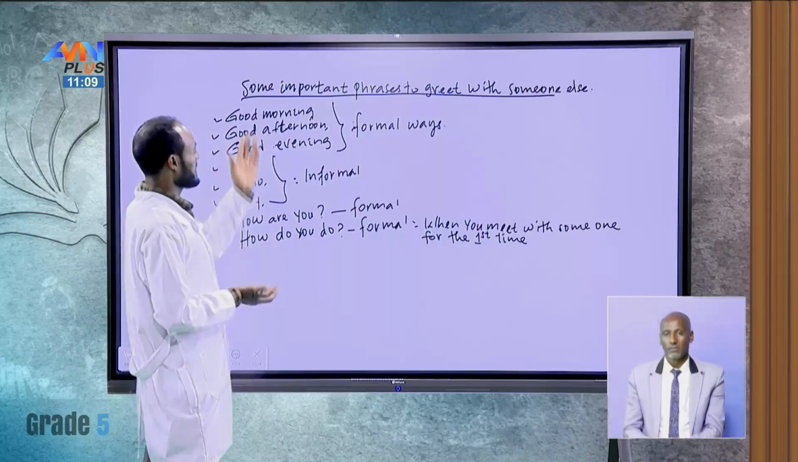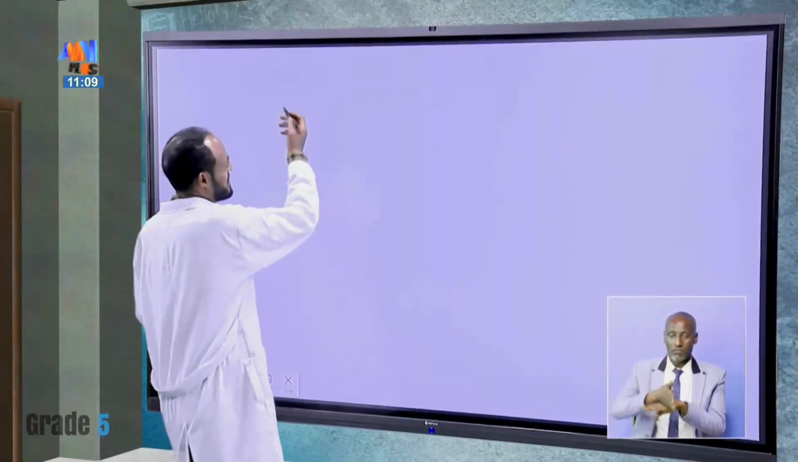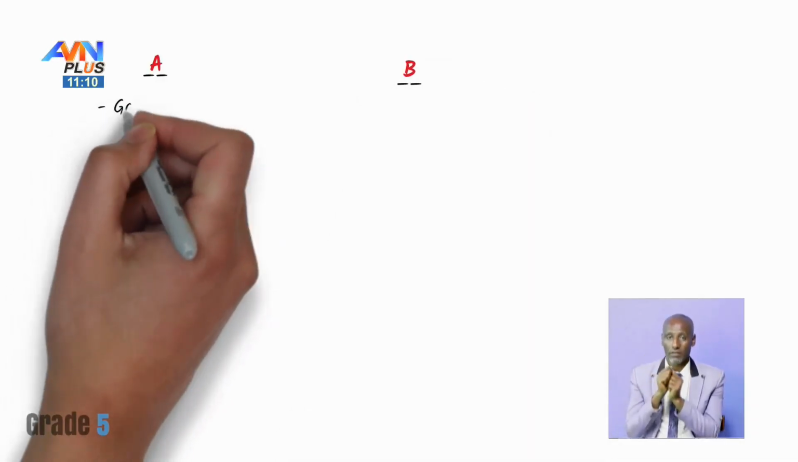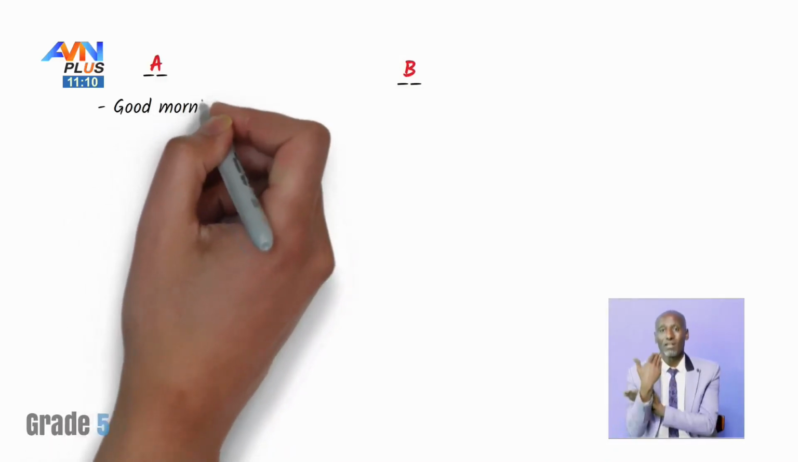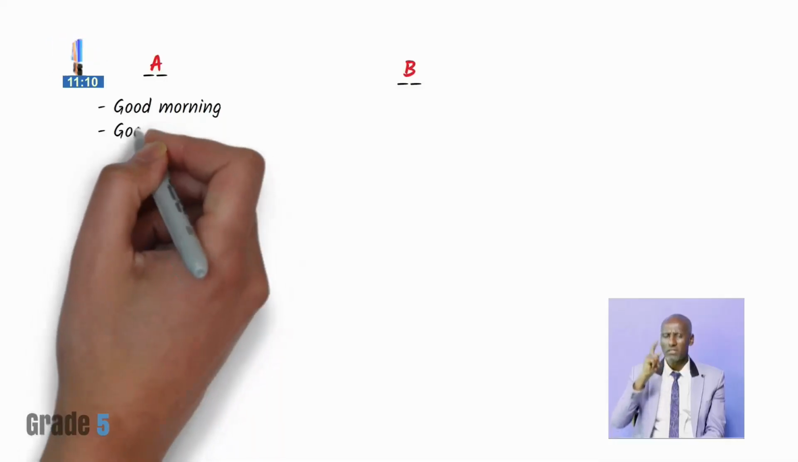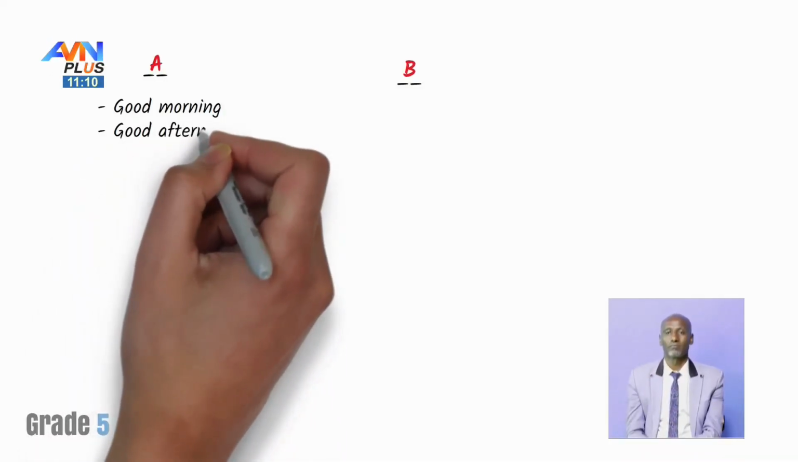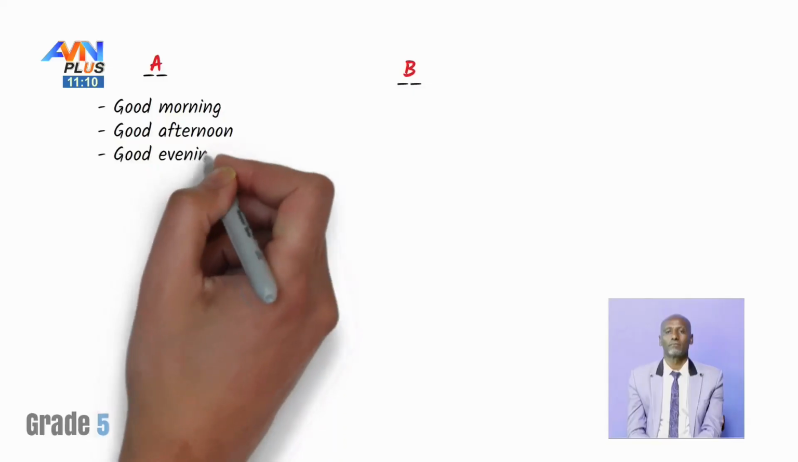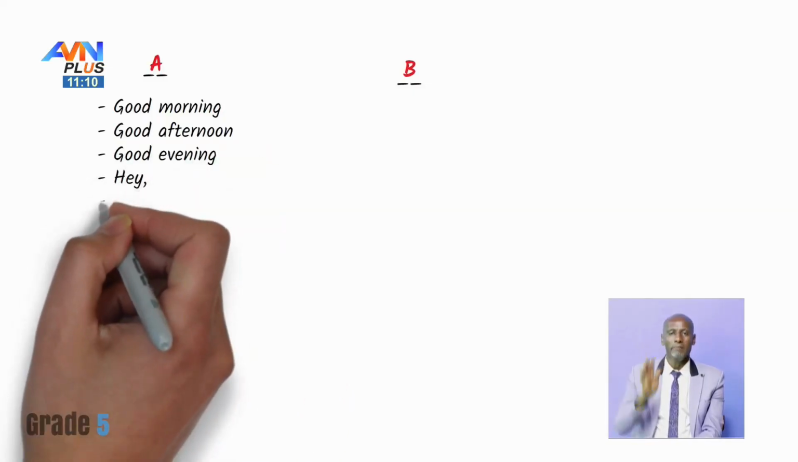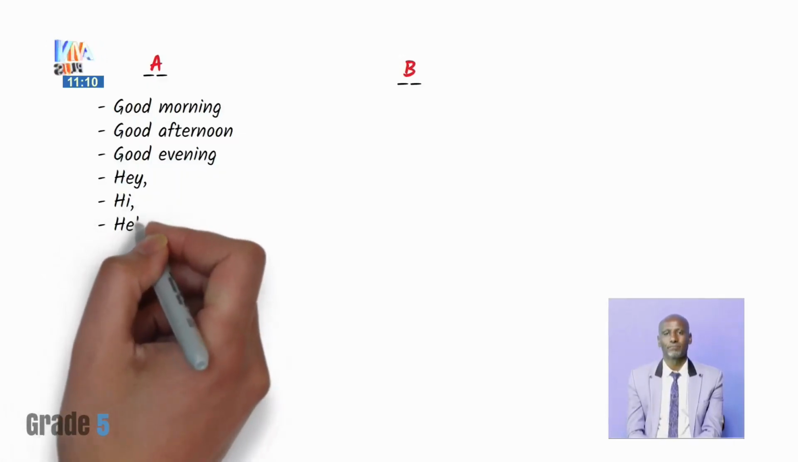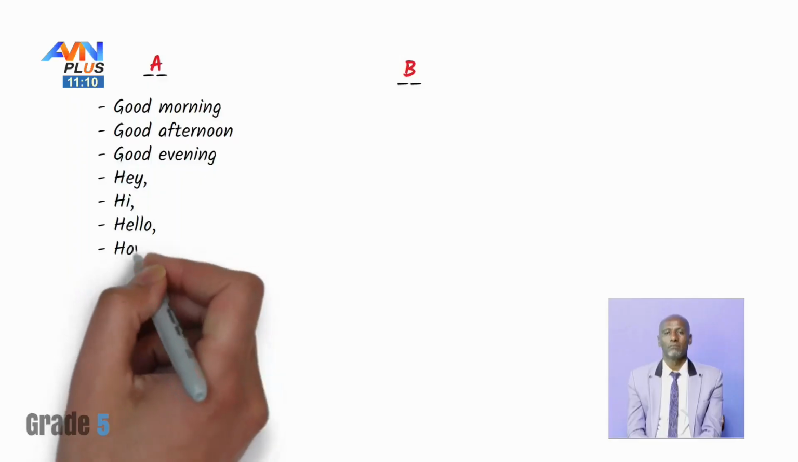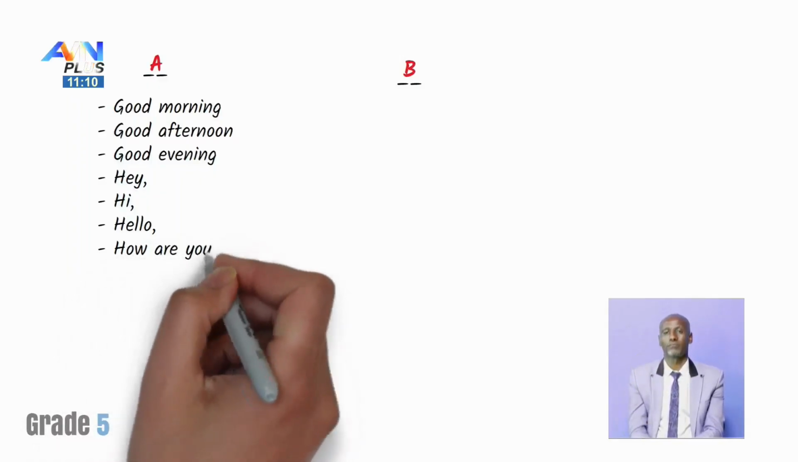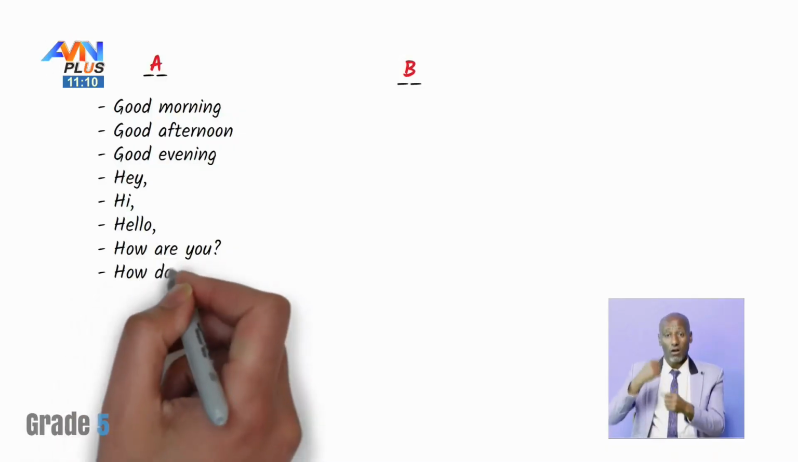So, let me give a sample dialogue. Mr. A and Mr. B are talking together. If Mr. A says good morning, what will Mr. B say? What about good afternoon, good evening, hey, hi, hello, and also how are you, and how do you do? What will the response be?